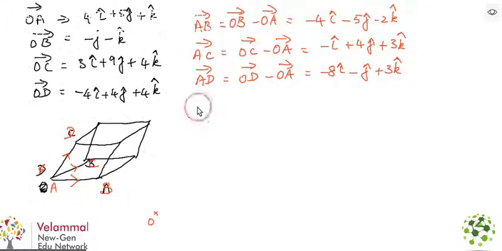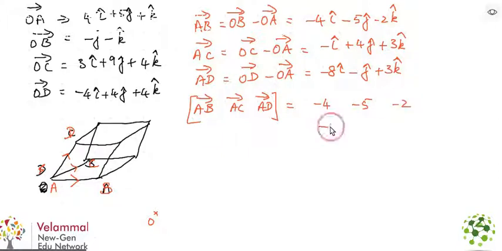Now I have calculated AB, AC, AD. I just want to check that the scalar triple product, or the box product, of AB, AC, AD is equal to 0. The first row is minus 4, minus 5, minus 2, the second vector is minus 1, 4, 3, and the last one is minus 8, minus 1 and 3. So we are going to do the box product of this.